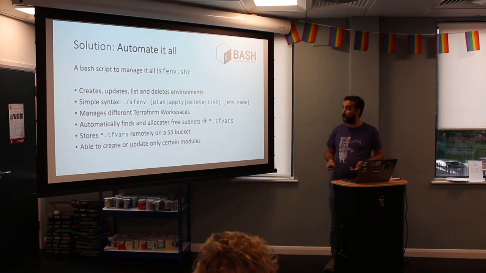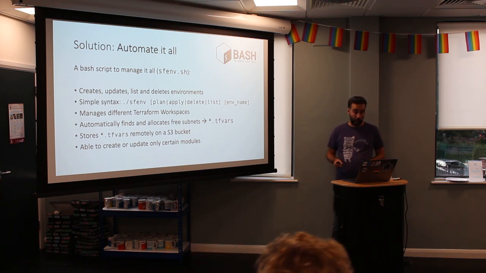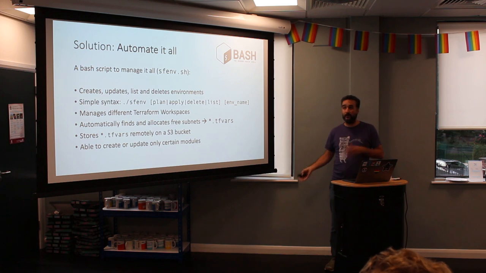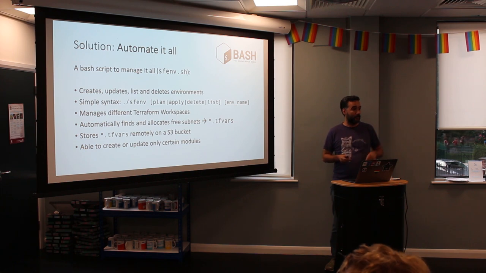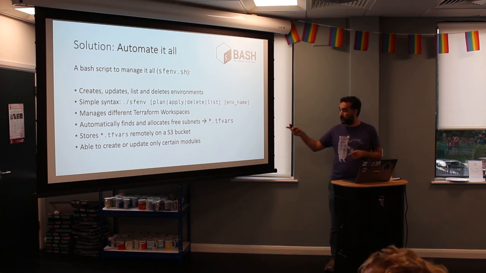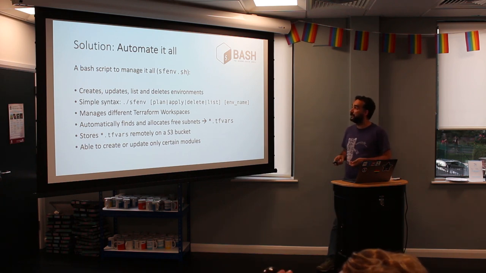So how did I fix that? Obviously, I automated it all. I created a big script that was able to do all of that. It's able to create and delete environments, list all the environments, etc. With a fairly simple syntax, it's able to manage the Terraform workspaces, go and look for subnets that are free, put them in our TFVARs, store the TFVARs remotely, and also create or update certain modules rather than the whole environment. We don't use that feature very often, but it's there.